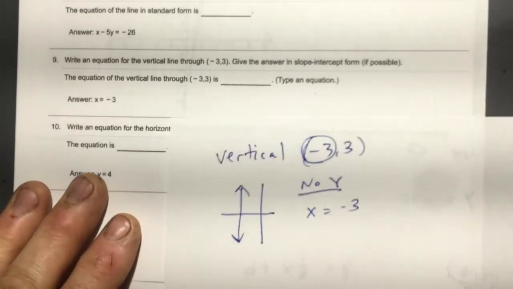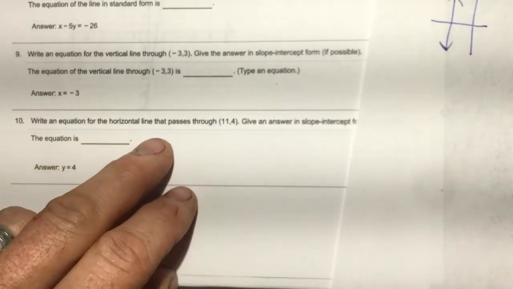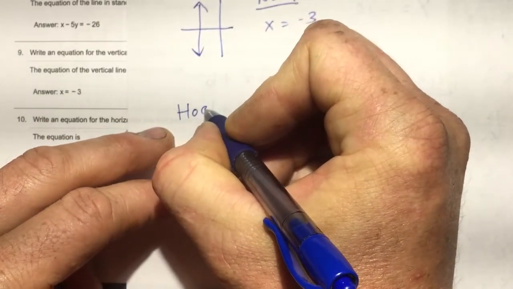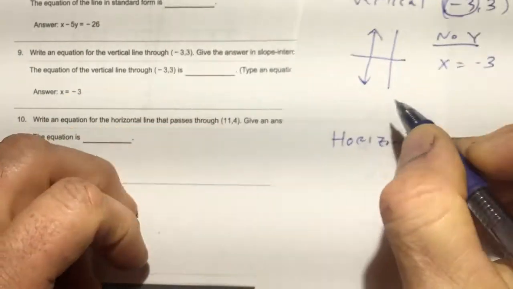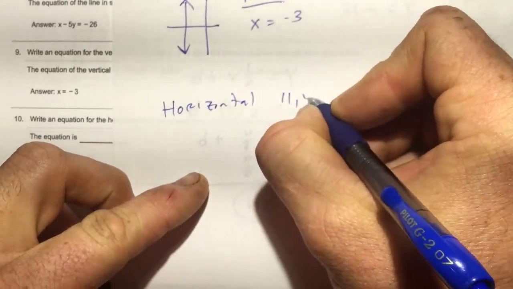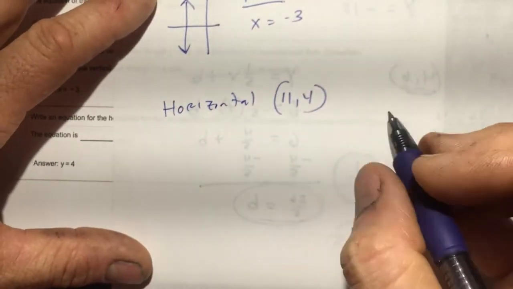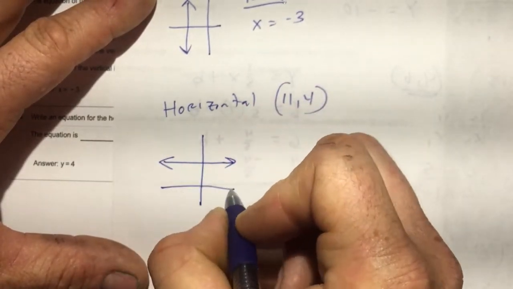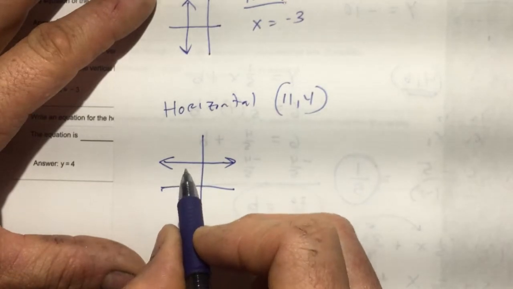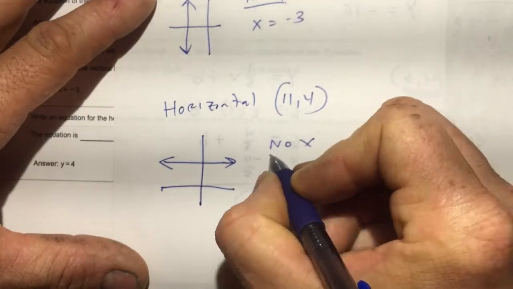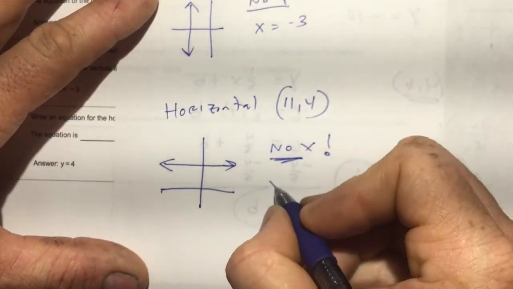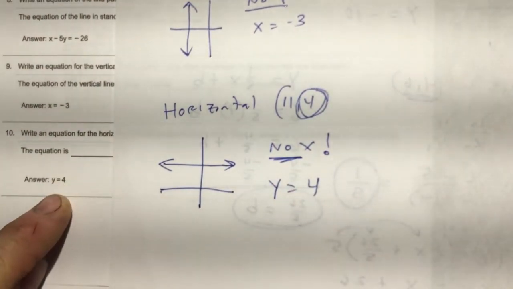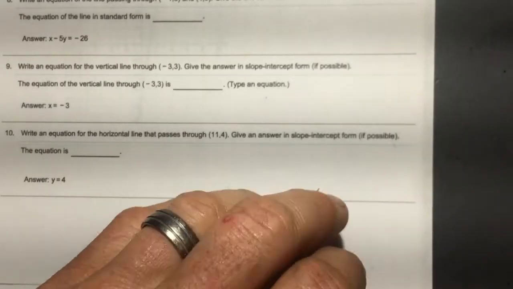Okay, what about 10 here? Write the equation for a horizontal line that passes through 11, 4. All right, it's horizontal. It goes through 11, 4. Okay, well, since it's horizontal, it's like this. So here's my axes, and there's no x in this because it's parallel, so there's no x. Which means it's y equals, right there, my y value 4. Y equals 4. All right, so the vertical and horizontal ones should be rather easy.